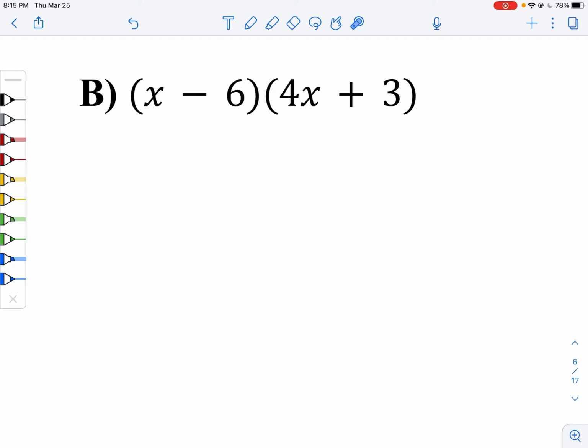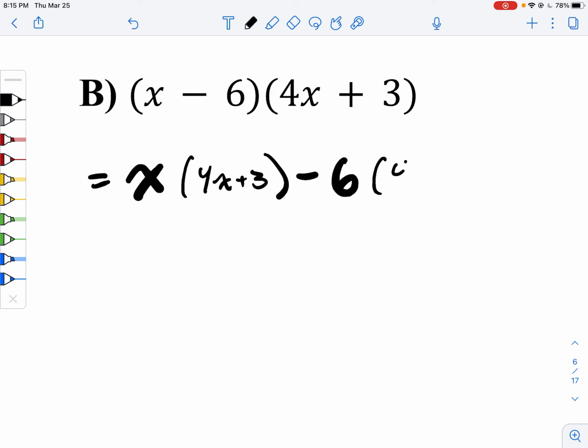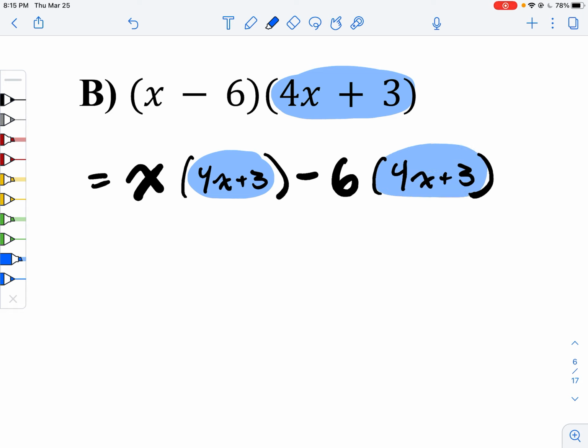It doesn't matter which direction you go. I read English, so I like to read left to right. So let's go ahead and distribute this into both of those. That'll give us an x times 4x plus 3 plus negative 6, so minus 6 times 4x plus 3. So we took our second binomial, our second set of two terms, and we distributed this into both of those. Now let's do some more distributing.